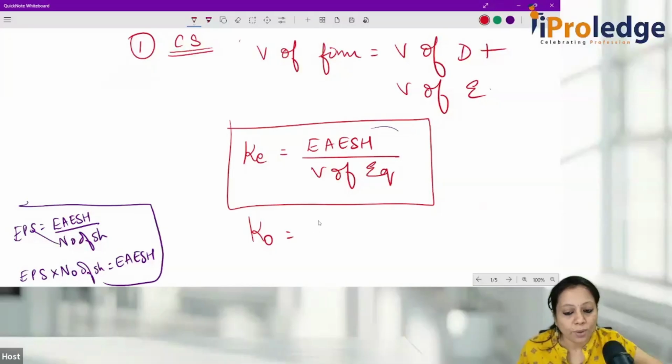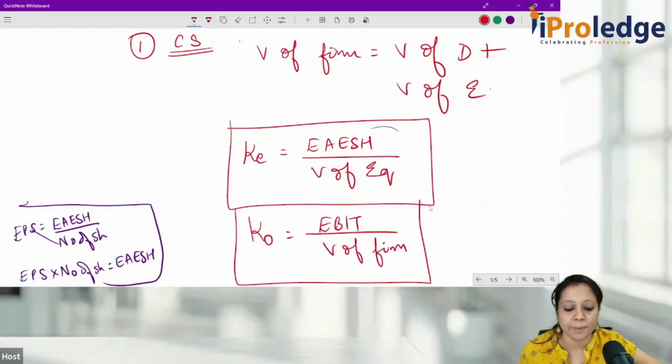Now KO is equal to what? EBIT divided by value of firm. Very similar to this, I would have derived it in the regular class, but now we are in a marathon class where I cannot afford to take too much time for this derivation.